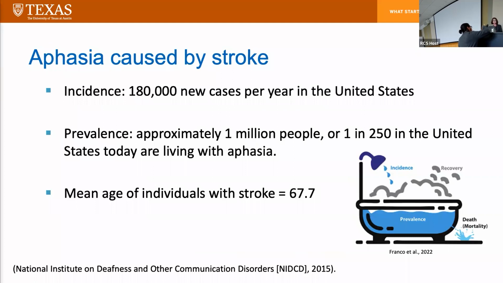Aphasia caused by stroke, the incidence is about 180,000 new cases per year in the US alone. Prevalence of about 1 million people living with aphasia in the US. And the average age is about 68.